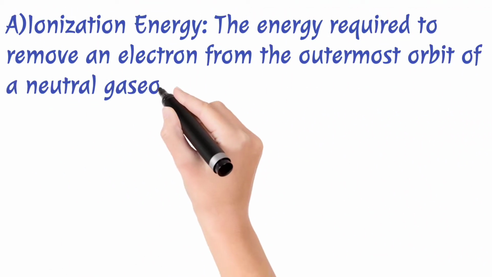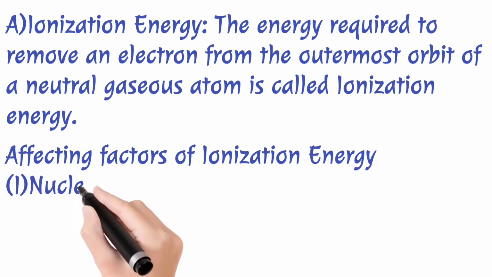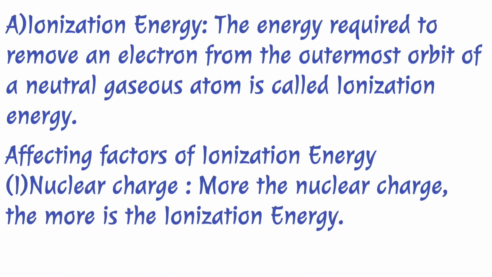So ionization energy means the energy required to remove an electron from the outermost orbit of a neutral gaseous atom. Okay, so this is an energy with which we remove an electron from the outermost orbit of a neutral gaseous atom, that the atom should be neutral. Okay, so it is called ionization energy.